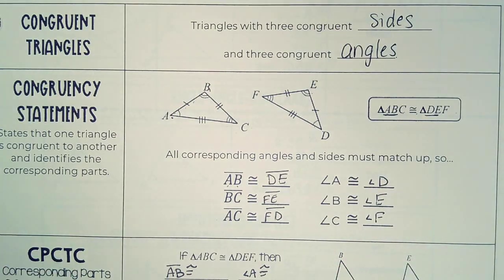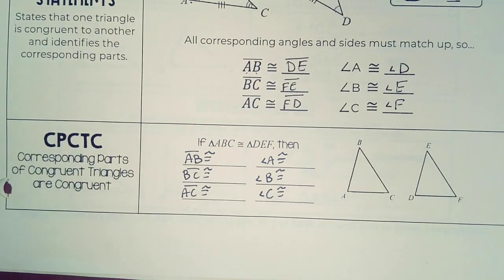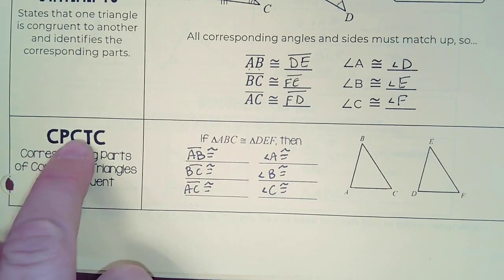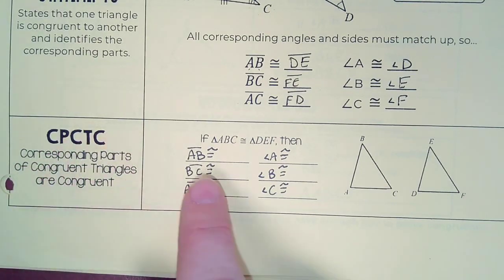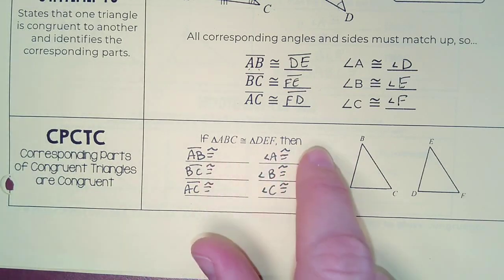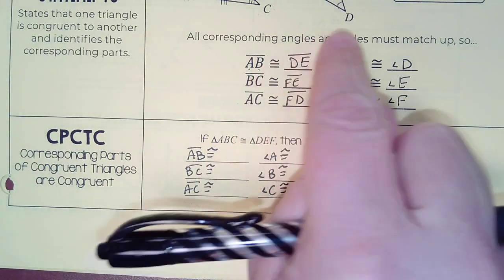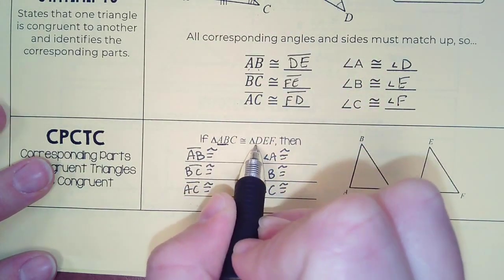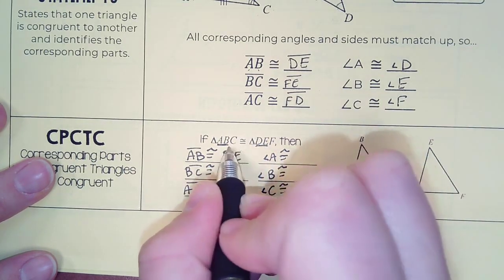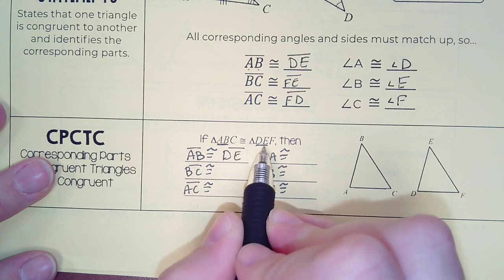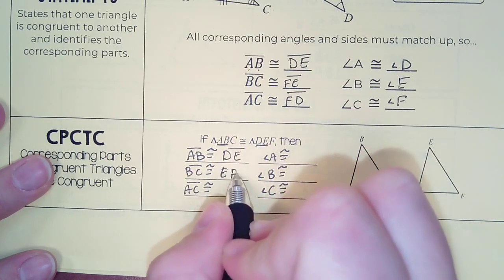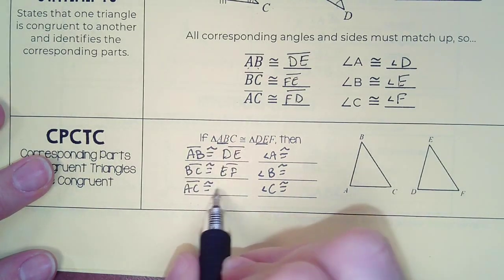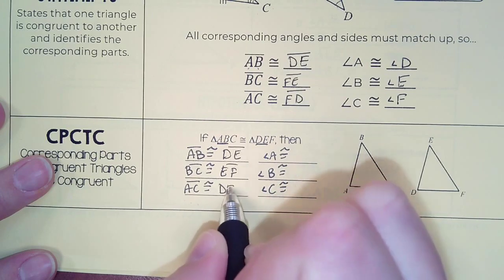Now, CPCTC, we will use that when we get to our proofs. It says corresponding parts of corresponding triangles are congruent. So if I said that these triangles are congruent, then we can automatically basically say what we have here above. We can say that AB, so we just look at the first 2, that's congruent to the first 2, DE. BC, the second 2, and the second 2, EF. We don't even need to write out the picture for this. AC, the first and last, is congruent to the first and last, DF, as segments.